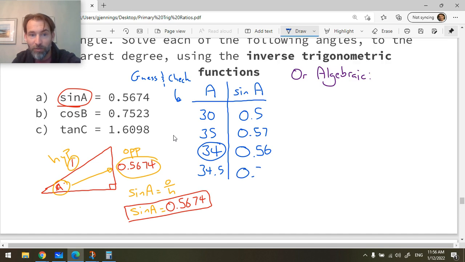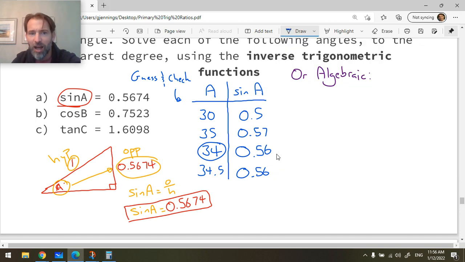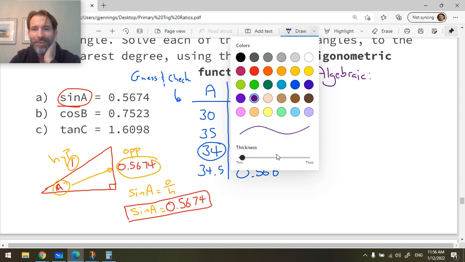So this is 0.56. I think that was 566 or something. 566, yeah. So within a thousandth of a place. All right, cool. So that's how you guess and check. And you're not going to do that. I'm not going to ask you to guess and check. I'm going to teach you how to do this algebraically.